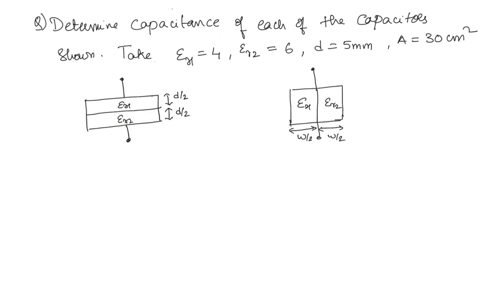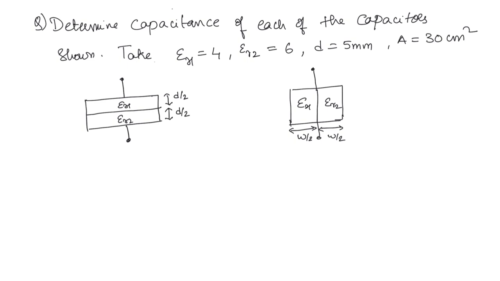Here we have a question. Determine the capacitance of each of the capacitors shown. This is one and this is the second one. Take epsilon R1 equal to 4, epsilon R2 equal to 6, D equal to 5 millimeter and A equal to 30 centimeter square. D is the separation between the two plates and A is the area of the plate.